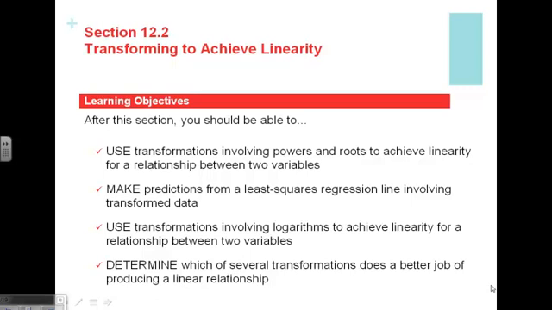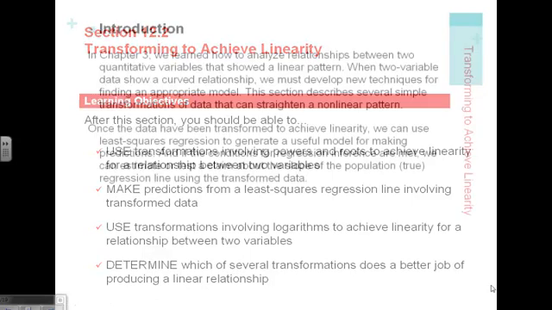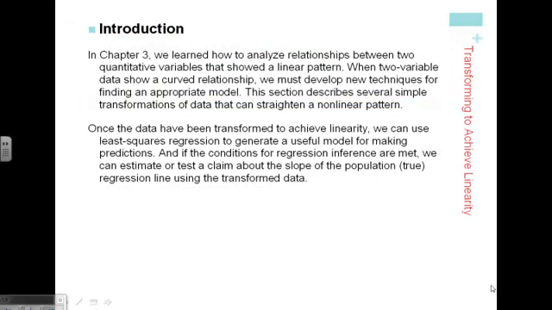All right, so we're going to be looking at transformations using powers and roots to see if we achieve some sort of linearity. We will use the least squares regression line that comes out of those transformations to make predictions. And then we'll also be looking at logarithms in order to find whether there's a relationship between the x and y variables that may not necessarily be linear in nature. And we'll be looking at several transformations to determine which one does the best job for us. But let's get started.